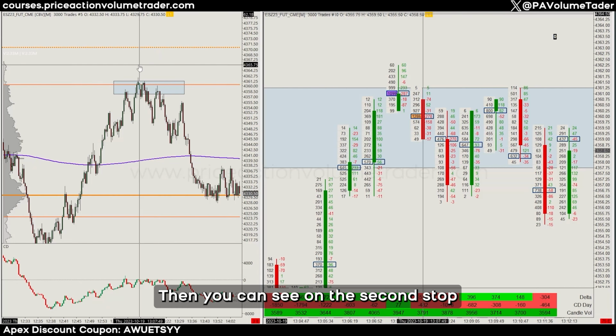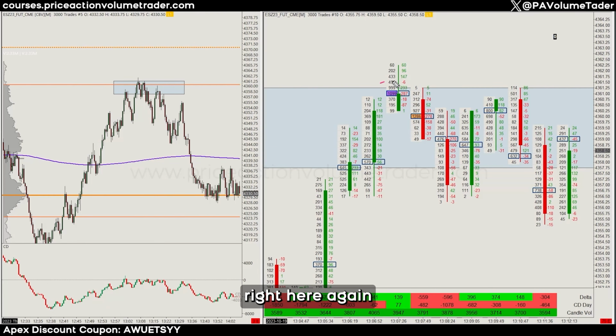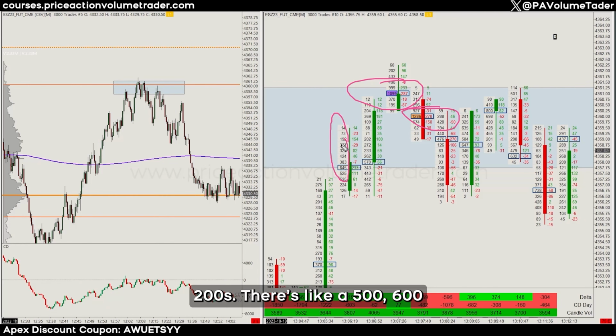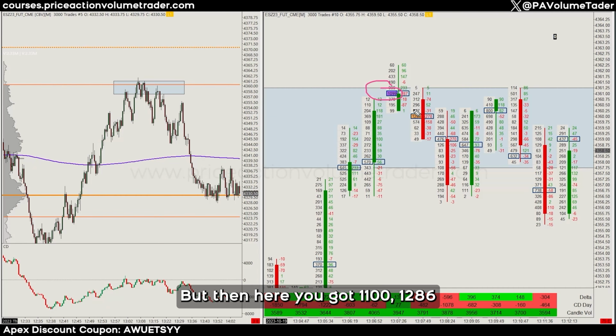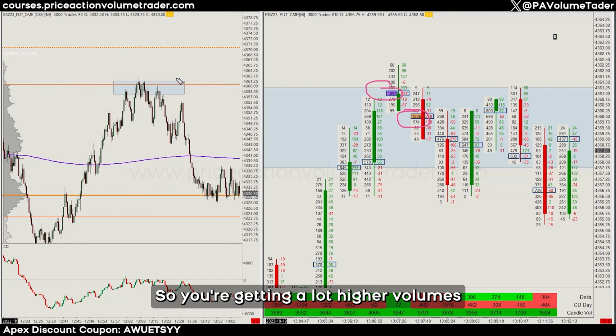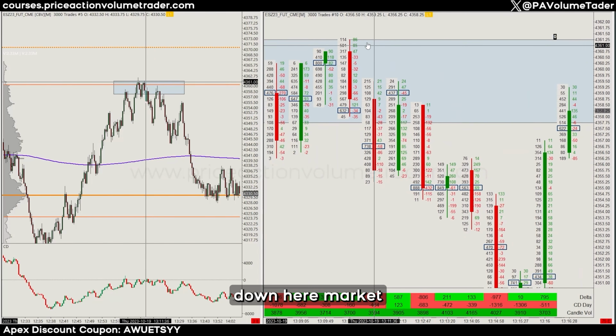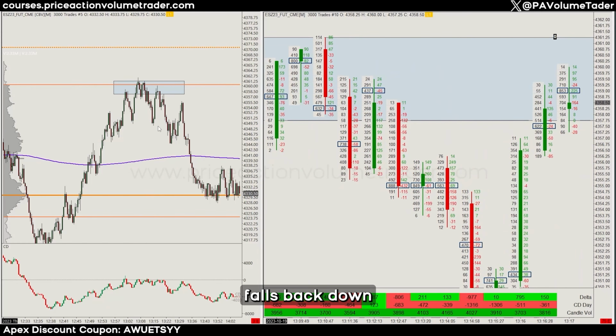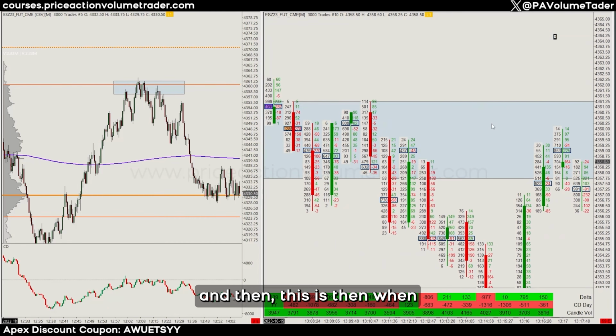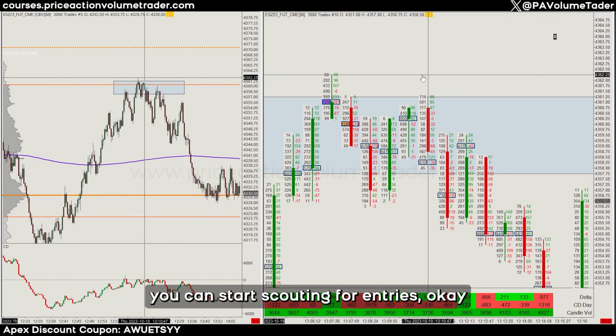Then you can see on the second stop right here, again, we have significantly more volume. If you see all these numbers, they're all around the 300s, 200s. There's like a 500, 600, but overall they're pretty small. But then here you get 1100, 1286. So you're getting a lot higher volumes coming in now right into this previous resistance area. And then here, the market falls back down, and this is when you can start scouting for entries.